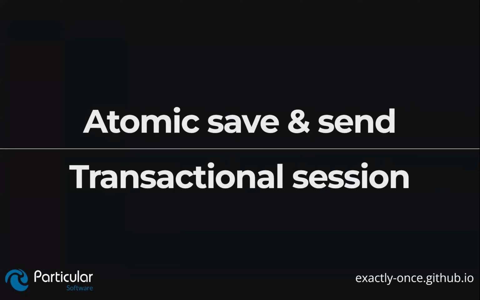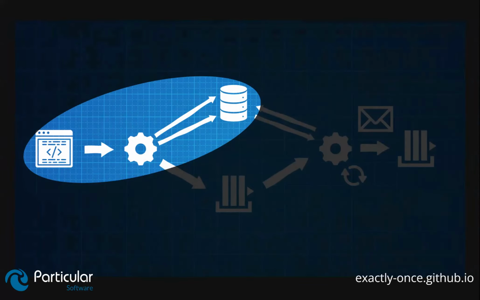Fortunately, we have something that is called the transactional session pattern. The other way to call it is atomic save and send, which is a pattern specifically designed to handle the communication at the border of the system where HTTP meets messaging. The way the transactional session pattern works is like this. Let me start by explaining what we want to achieve and then work back to how it's done.